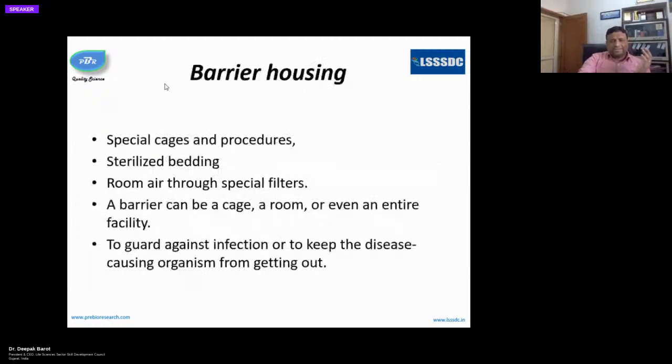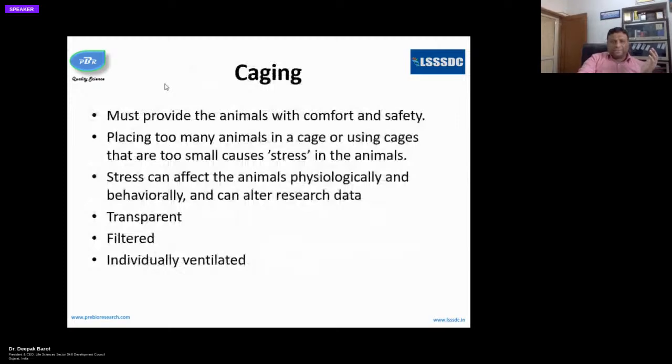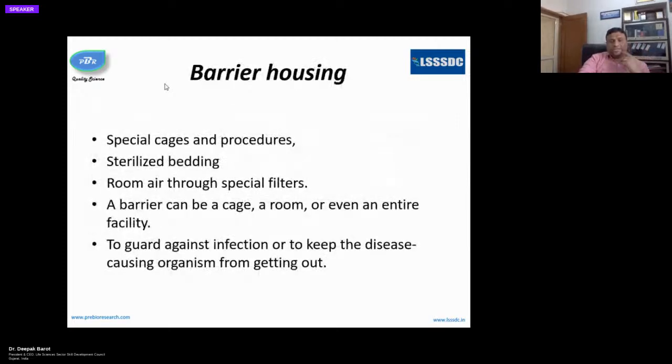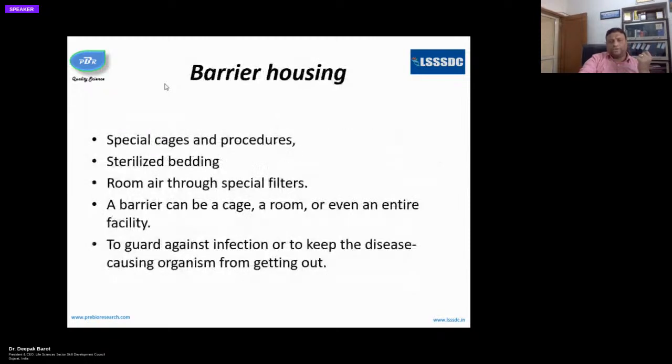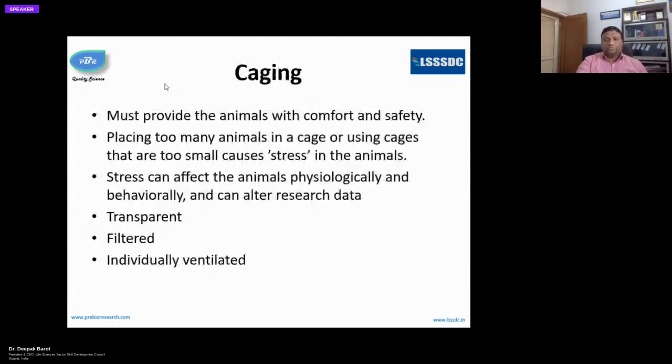Housing type: what we have seen was conventional, in a sense, it was a barrier facility. It has specialized cages and procedures and all, but larger species can be kept just in a conventional way. You can have stainless steel cages and racks, and you can keep polypropylene cages with water and feed provisions. And you can use an HVAC system with filters for the air. This is how a barrier house works.